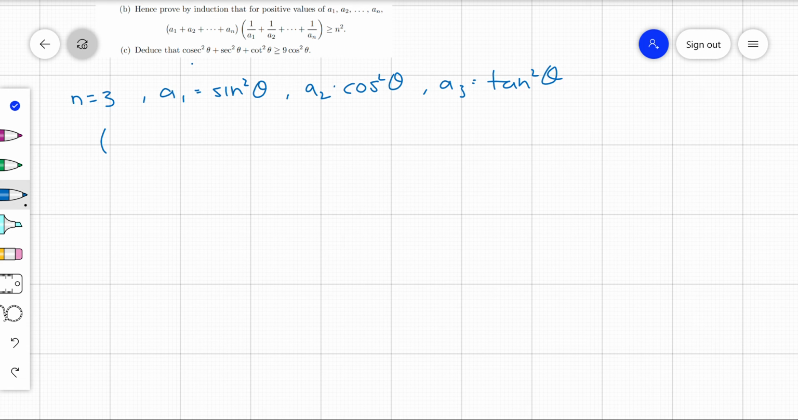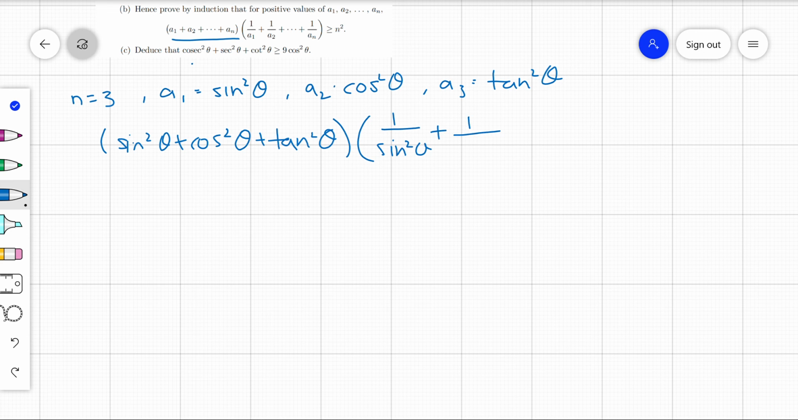But in the first bracket, you can see we're going to have sine squared theta plus cos squared theta, which is 1, plus tan squared theta. That's actually nice because we know that 1 plus tan squared theta is sec squared theta. And in the second bracket, we're going to have 1 on sine squared, which is what we wanted. So that's cosec squared, 1 on cos squared theta, that's our sec squared, and 1 on tan squared theta, which is our cot squared. So we know that, and our n is 3, so that's 9.